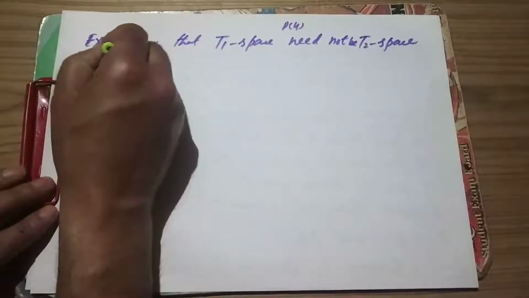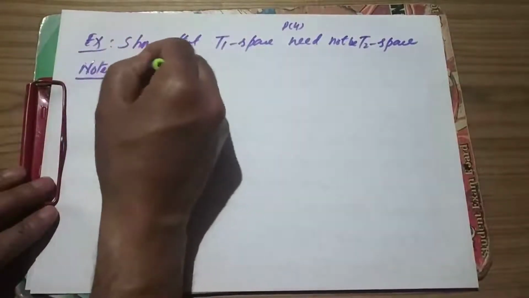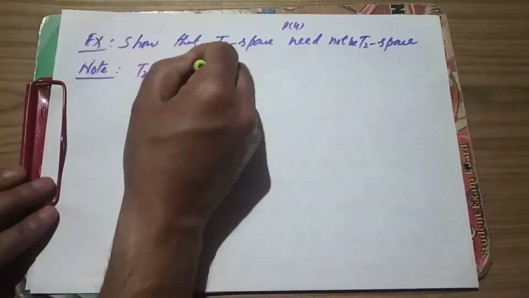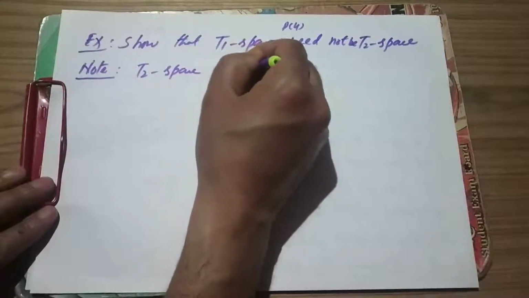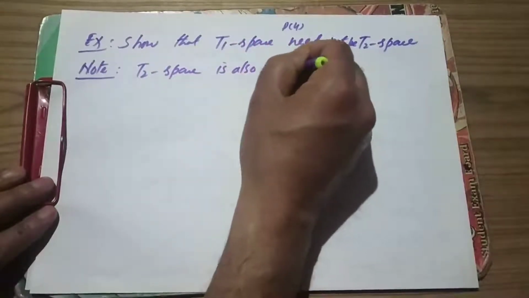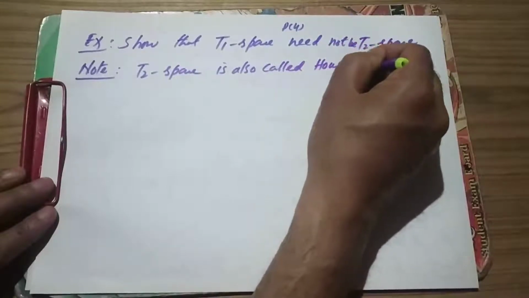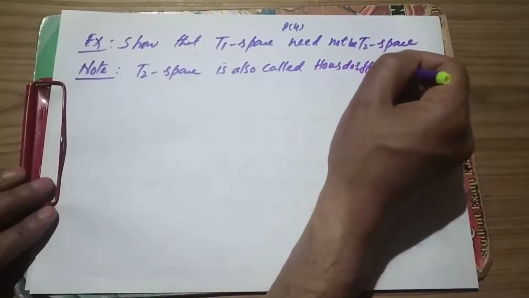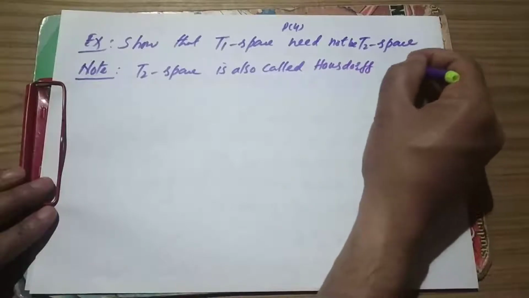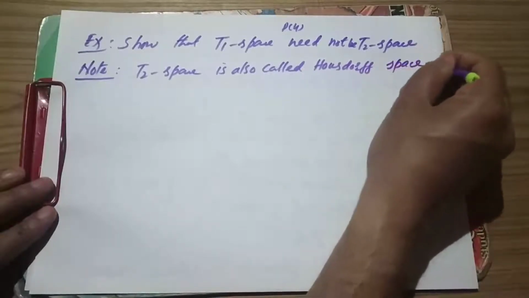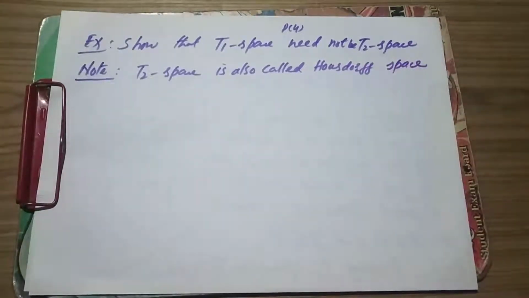T2 space is also called Hausdorff space.